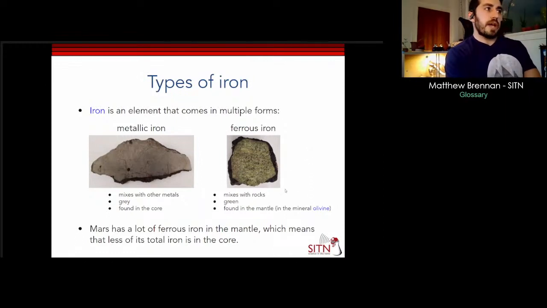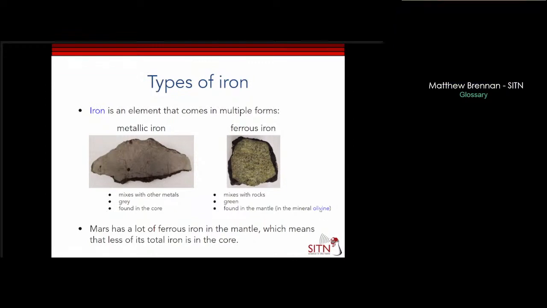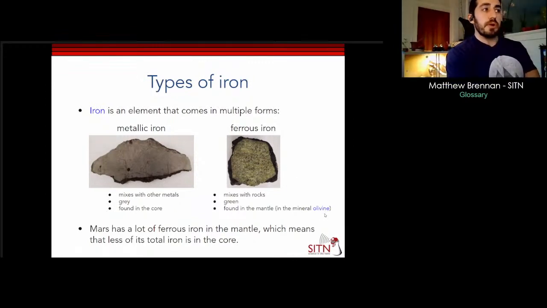In particular, in the mantle, it's found in this mineral olivine, named after the olive green color, which is the primary mineral, and which will come up later in the talk as well. Mars has a lot of ferrous iron in the mantle, and because the planet only has so much total iron that it must distribute between these two types, the fact that so much iron is in the mantle means that relatively less iron is in the metallic core, which is an important clue for some details of Martian formation.